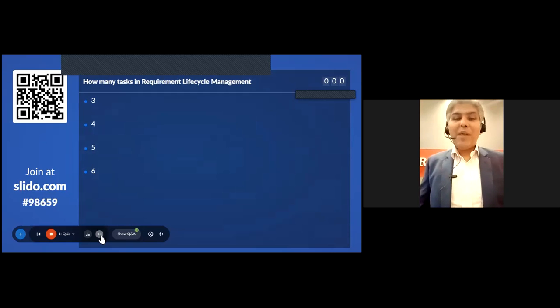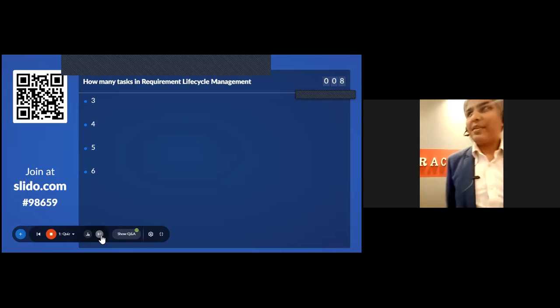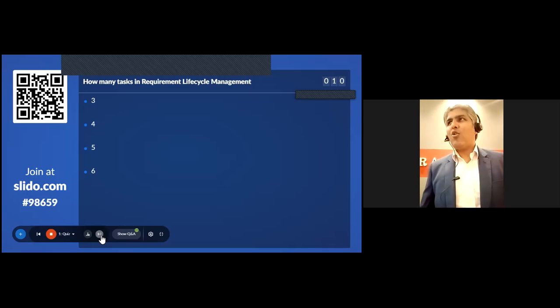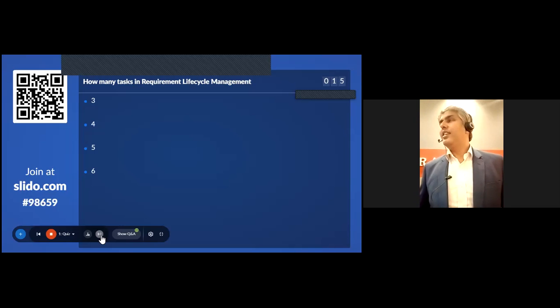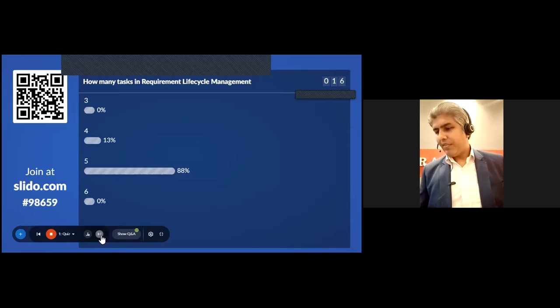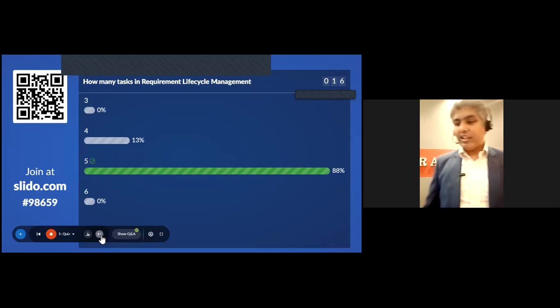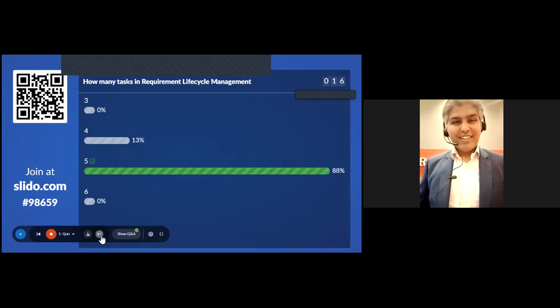Okay, how many tasks in the requirement lifecycle management knowledge area? We discussed this yesterday, the whole knowledge area. How many tasks in the requirement lifecycle management? Is it 5, 6, 4, 3, all of the above? All right, 3 more seconds. 3, 2, 1. Thank you. Yes, there are 5 tasks in this knowledge area. So what are those tasks?